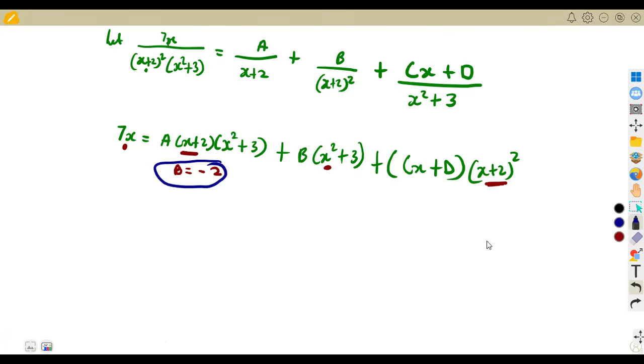So if we are to check, we do not have any other linear bracket to expand. It was only the bracket of x plus 2, which was linear. All right.